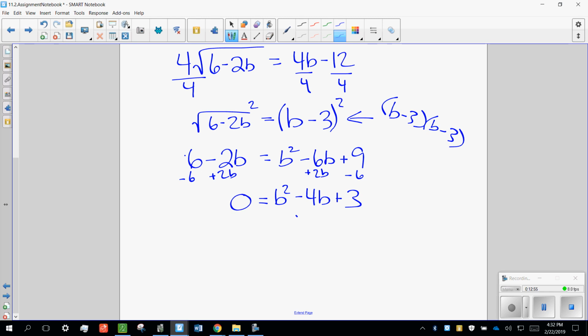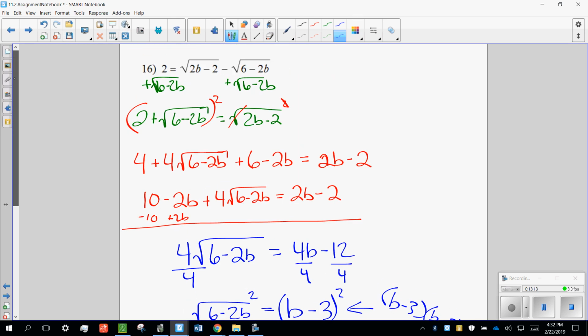Okay, now this one is much more beautiful because it factors. Factors of 3 that add up to negative 4: negative 3 and negative 1. So we get two answers, b equals 3 and b equals 1. Now let's go back and see if either of those is extraneous.